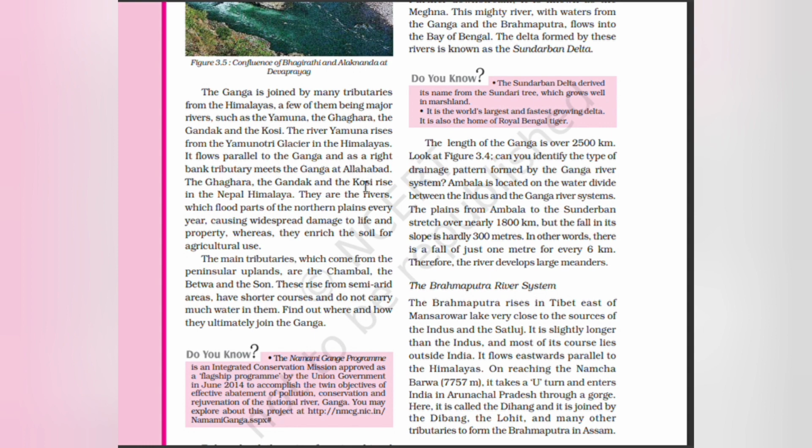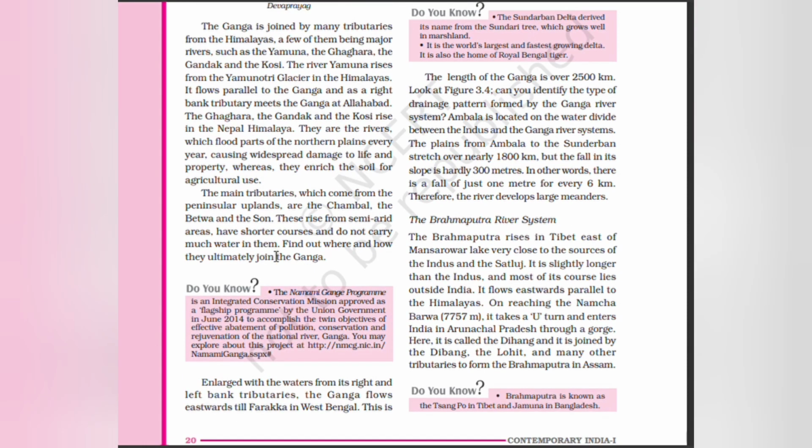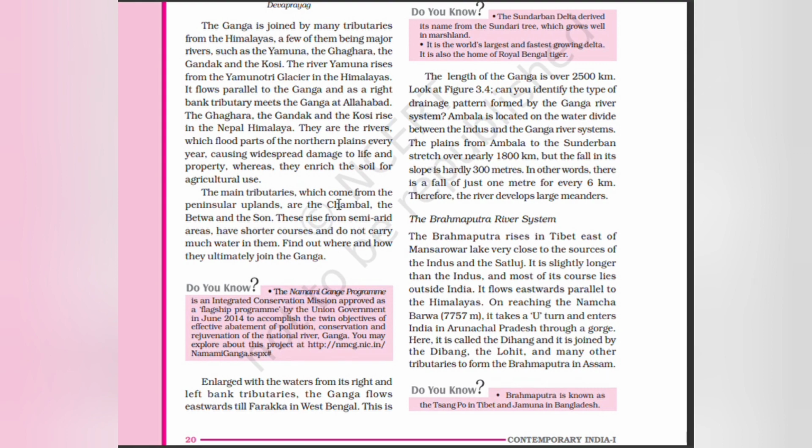The Ghaghara, the Gandak, and the Kosi rise in the Nepal Himalaya. They are the rivers which flood parts of the Himalayan plains every year, causing widespread damage to life and property, whereas they enrich the soil for agricultural use. The main tributaries which come from the peninsular uplands are the Chambal, Betwa, and the Son.